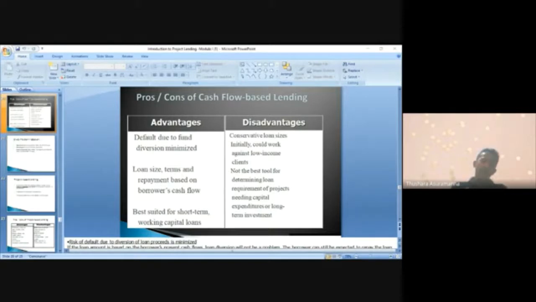So it basically has some advantages, like minimization of fund diversion. Second, repayment is based on the borrower's present cash flow, and terms and conditions are also set on that. Third, it's suitable for working capital type of financing because it's current, because working capital also depends on a very short-term perspective. Those are the advantages. Any questions from the audience? Anything you want to get clear?